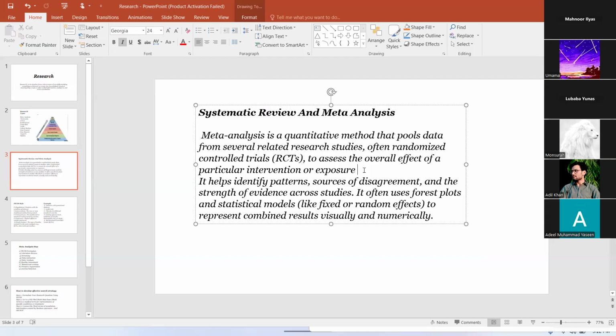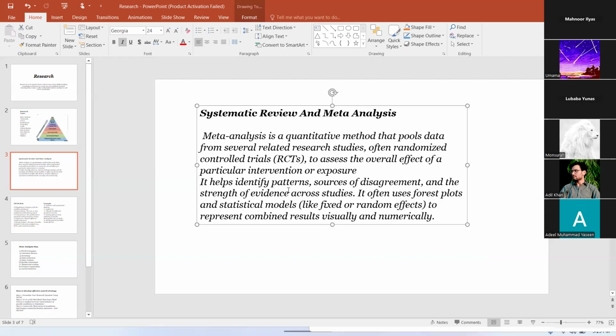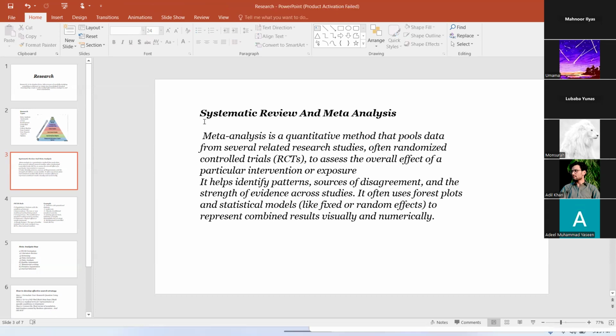The practical guidelines follow the results of systematic reviews and meta-analysis. For example, if I have pooled 100 RCTs on this particular topic, I'll be telling you about the intervention and exposure thing later. But if I compile the 100 RCTs, the practical guidelines will follow the cumulative results of those 100 RCTs. So that's simply about systematic reviews and meta-analysis.